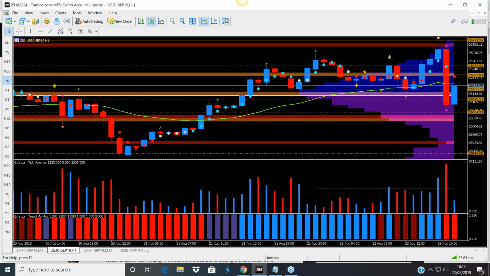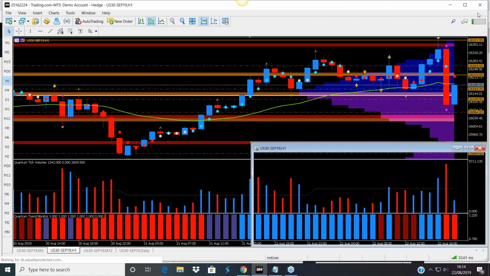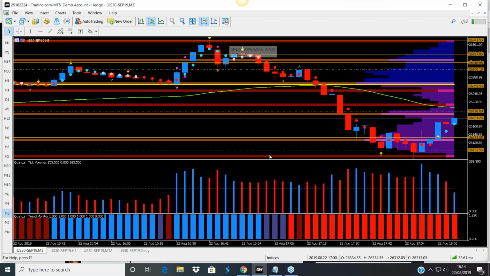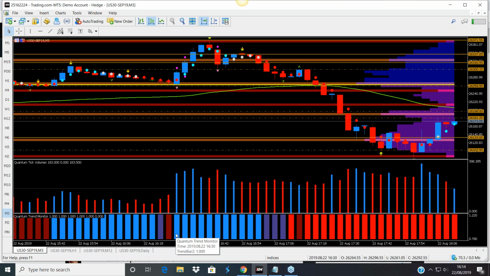If we start with the hourly chart, actually, we won't. Let's start with the 3-minute chart. This is the fastest chart. If we look over to the left of the chart, this is just before the US Open. It says 16:30 because the time stamp on this MetaQuotes platform is 2 hours ahead. So when it says 16:30, it's actually 14:30, which is the start of the US session here in the UK.